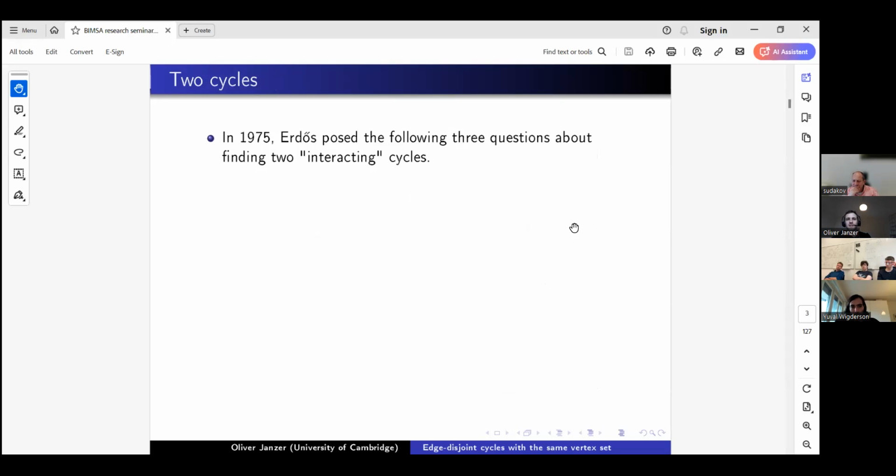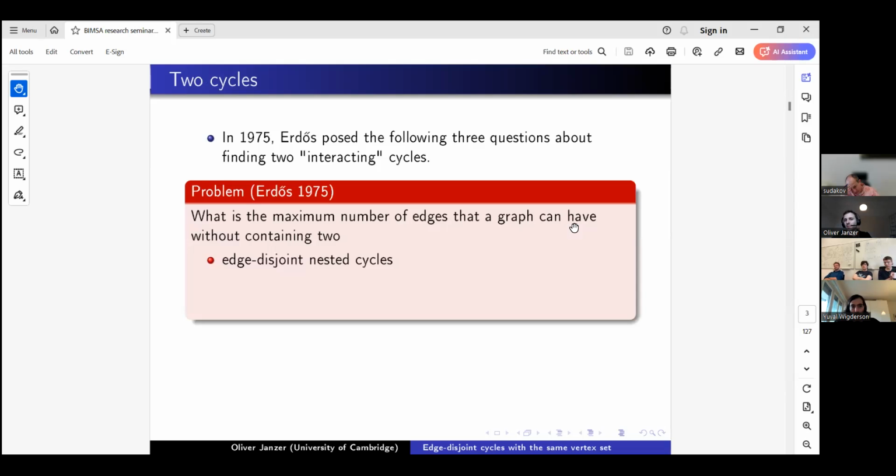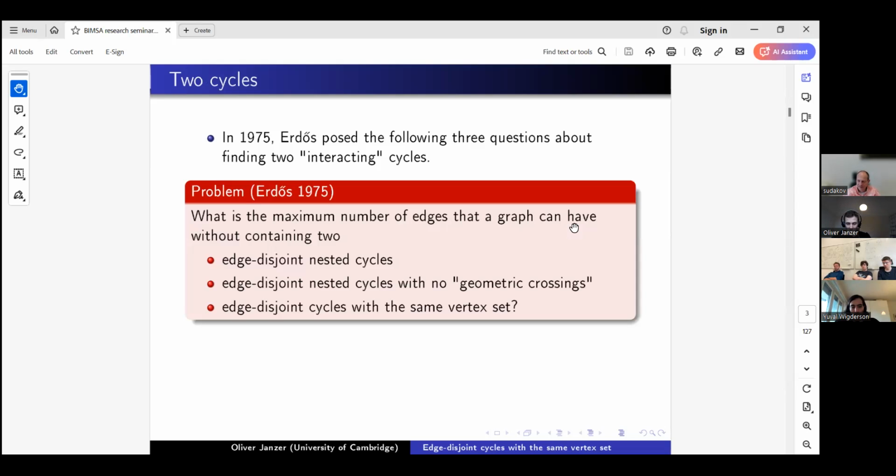Okay, today I'll talk about a related problem. It's natural to ask, what if you want to find two cycles with certain properties? And in 1975, Erdős proposed the following three questions about this topic. The first one is, what's the maximum number of edges you can have without containing two edge-disjoint nested cycles? The second question is, what if you want to find two edge-disjoint nested cycles with no geometric crossings? I'll explain in a moment what I mean by that. And the third question will be the main topic of today's talk. How many edges can you have in a graph without containing two edge-disjoint cycles with the same vertex set?